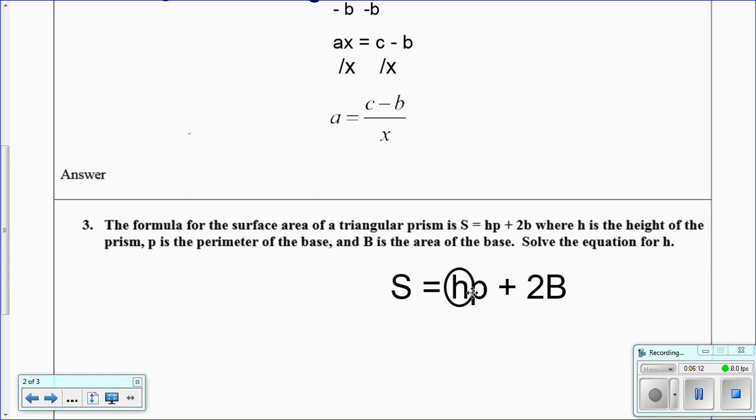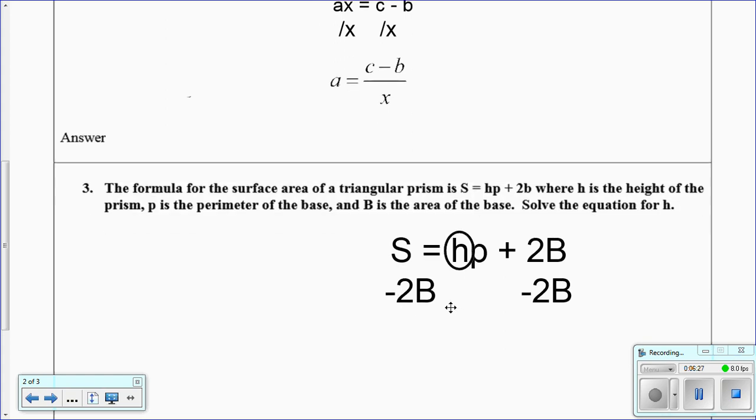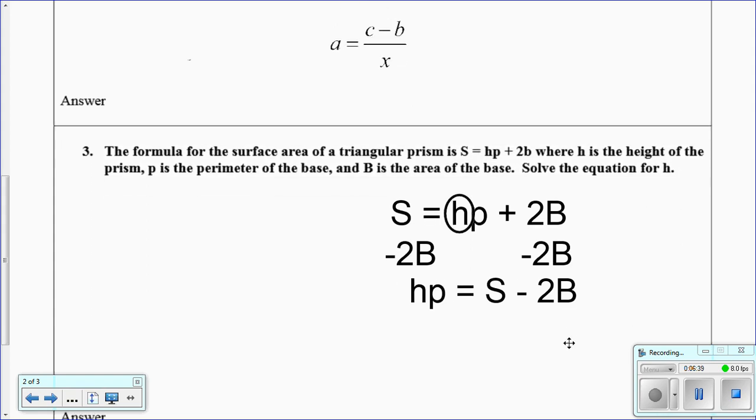So the very first thing I'm going to do is I'm just going to go with sad Meg. Undo any addition or subtraction first, which means I need to get rid of this add 2b part. I don't know why it's capital B. It should be a lowercase b. So subtract 2b from both sides. And I can't do this actual subtraction, so I just have to write it out again. S minus 2b, and I just flipped it around, equals HP.